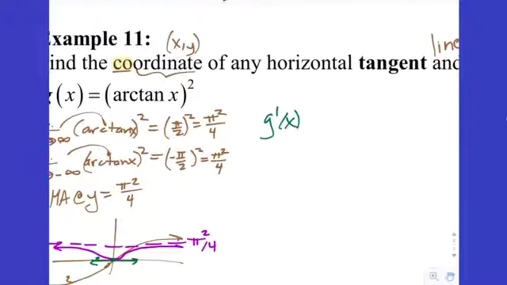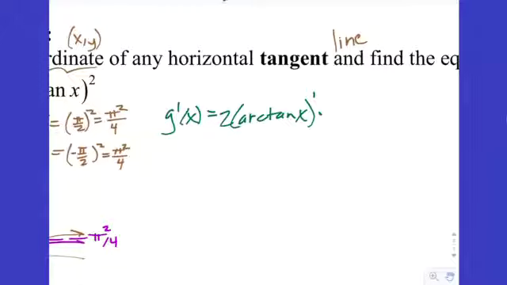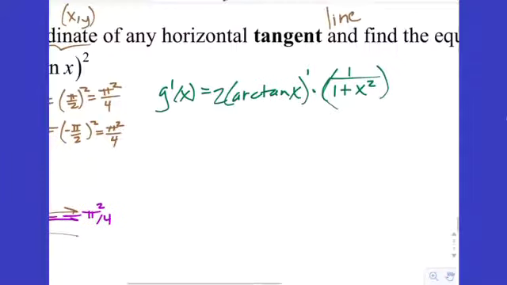So g prime of x by the chain rule, that's 2 arctangent of x to the first times the derivative of arctangent of x, which is 1 plus x squared to the negative first, or 1 over. See how I caught that careless mistake? To the negative first, or 1 over 1 plus x squared. All right, so I'll just go ahead and rewrite that because I'm about to use it. I'll put the 2 arctangent of x in the numerator.